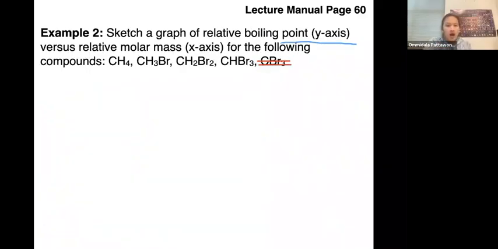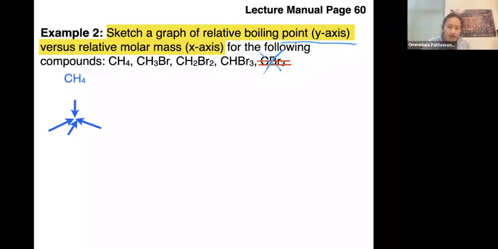Okay. All right, so the next thing we're going to take a look at is example 2. In this case, we are going to sketch a graph. We're going to plot boiling point against molar mass. I have 4 molecules. I would like you to cross out the last one. Okay, so we'll cross out this one. What I'm going to do is start with methane first.